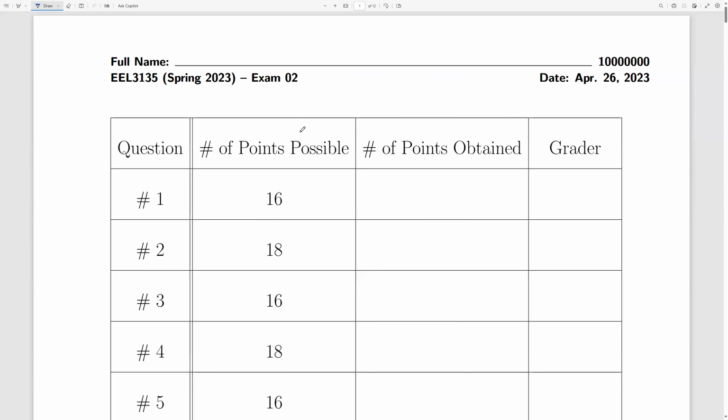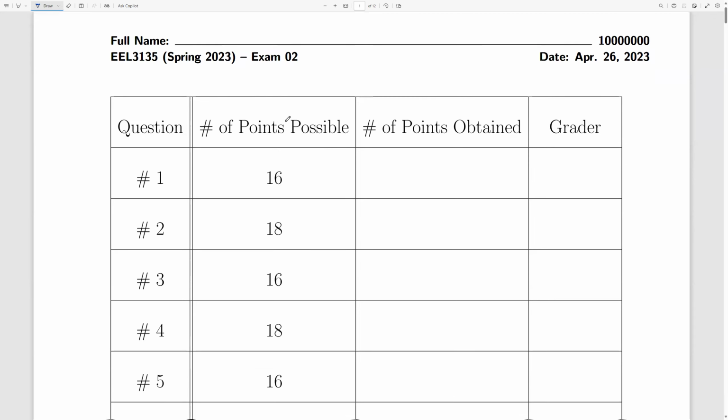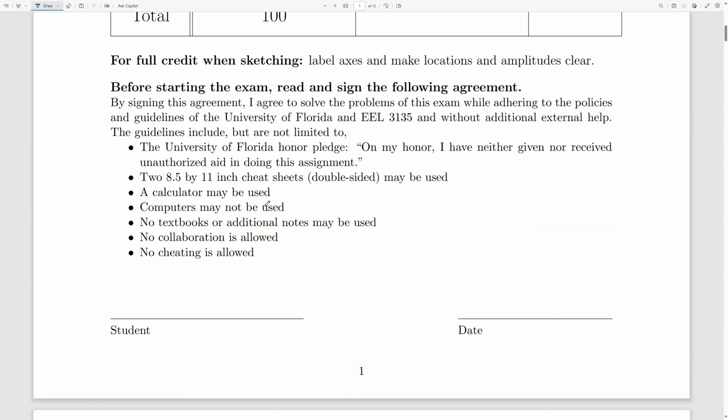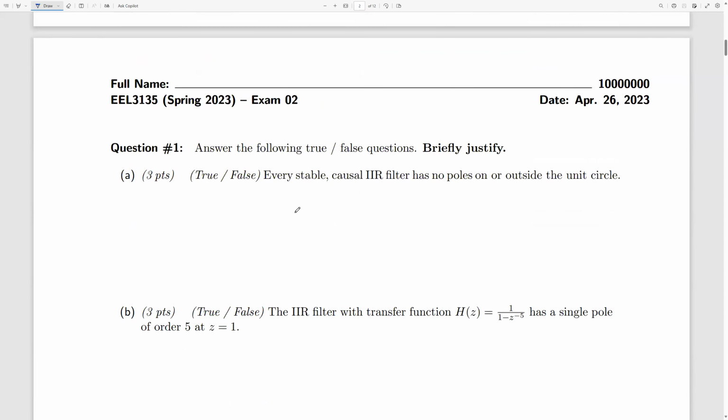Okay, this will be my solutions for last year's spring 2023 final exam. So I'm just going to go through the whole thing and hope I can do all of this and explain it as best as I can. Okay, starting with the true and false questions.